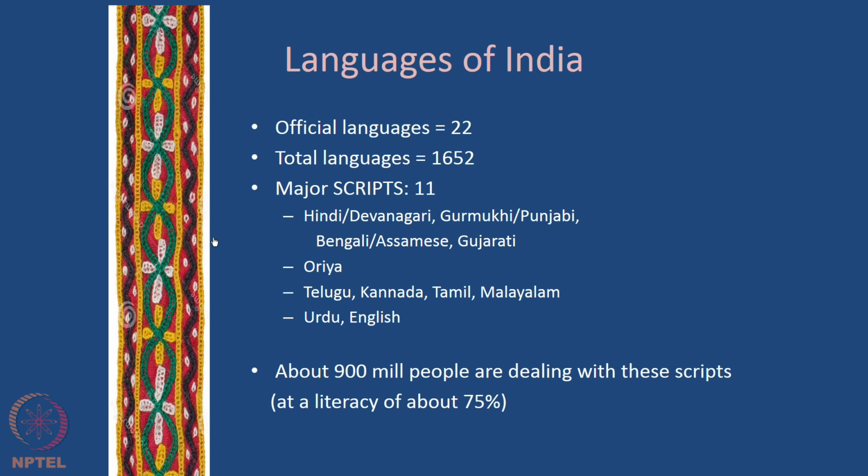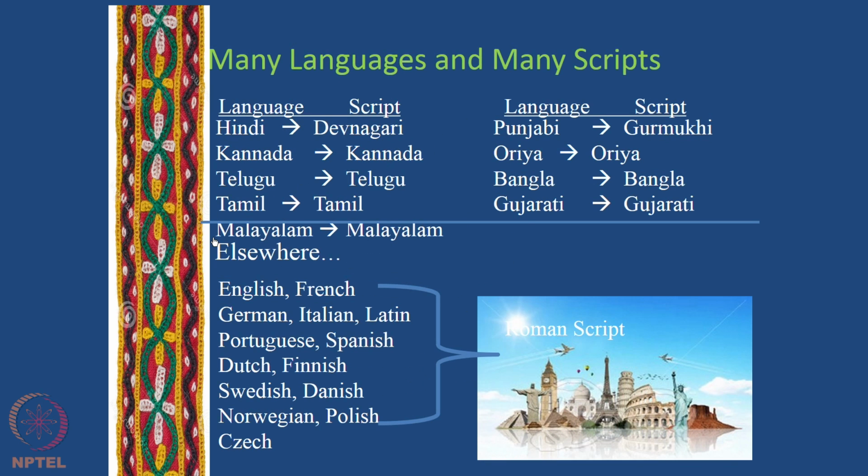Then Gurmukhi is a script used to write the Punjabi language. Then Bengali and Assamese have about the same script. Then you have Gujarati. These are all the Devanagari family of scripts used in the northern part of India. And then there is Oriya somewhere in the center, which has its own script. Then you have Telugu, Kannada, Tamil, and Malayalam, the 4 major scripts of South India. Then we have Urdu and English, which are used everywhere in India. Now, if you take the literacy rate of about 75%, about 900 million people are dealing with all these scripts.